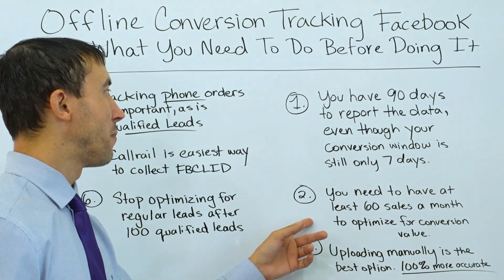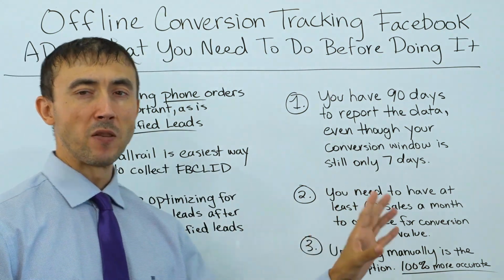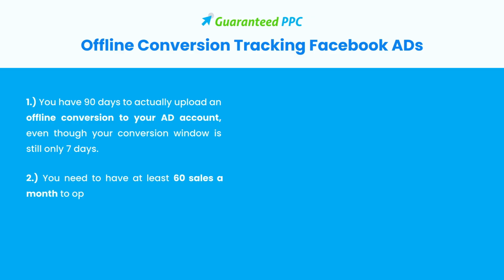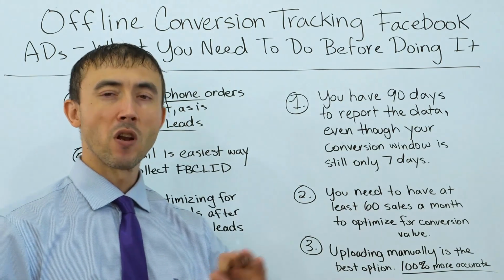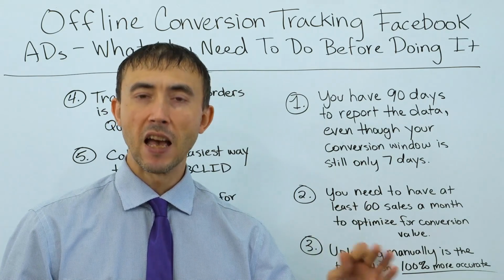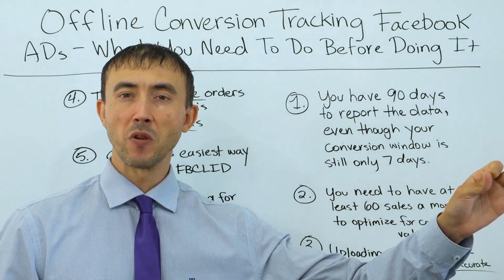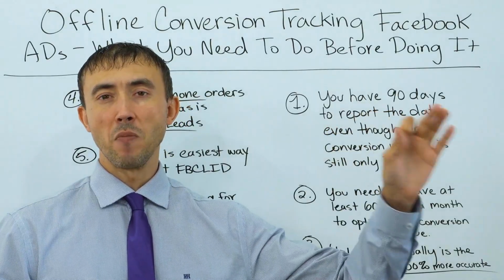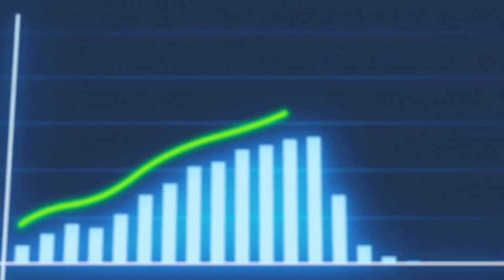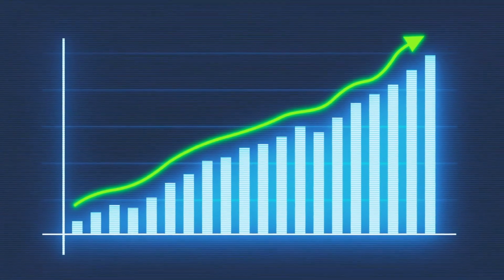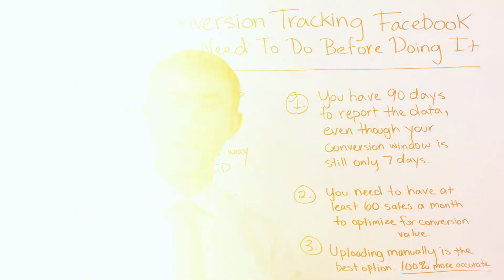The second thing to know about Facebook offline conversion tracking is you need to have at least 60 sales a month optimized for conversion value. Naturally, you want to track offline sales and qualified leads, to optimize for those things in your Facebook account, because those are going to get you more accurate results with your ads. You're going to scale more and your ROI is going to be better because you're optimizing for stuff that's closer to profit.